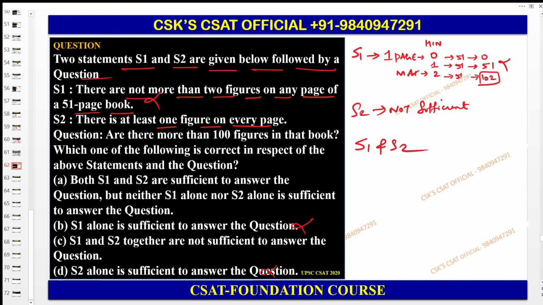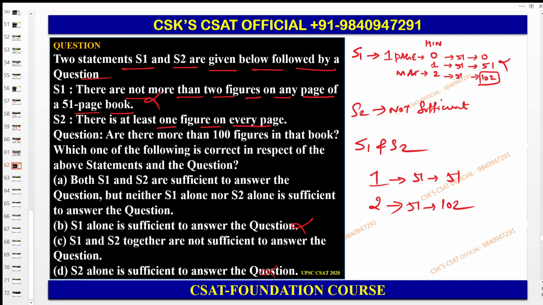Right. According to statement number 1, you know that the number is 0, 51, 1 or 2. Now, according to statement number 2, it says at least one figure. One figure means 51 pages means 51. So, here 2. Okay, not more than 2. That is, the least is 1. Maximum it contains 2. If it contains 2, it means here 1 or 2.